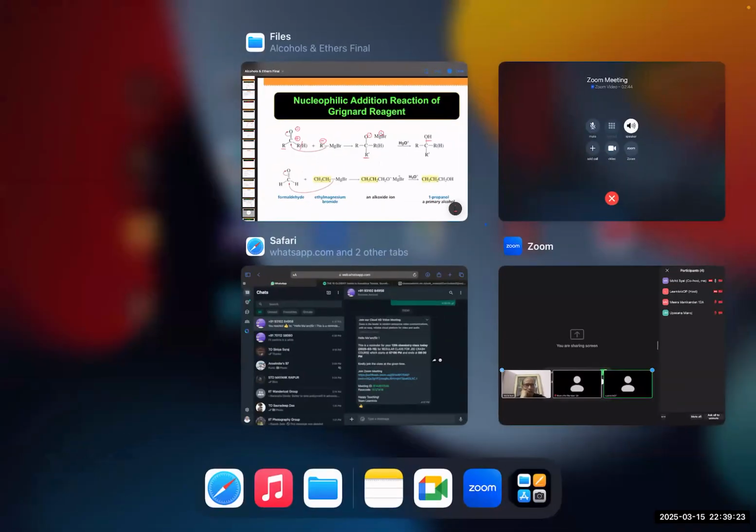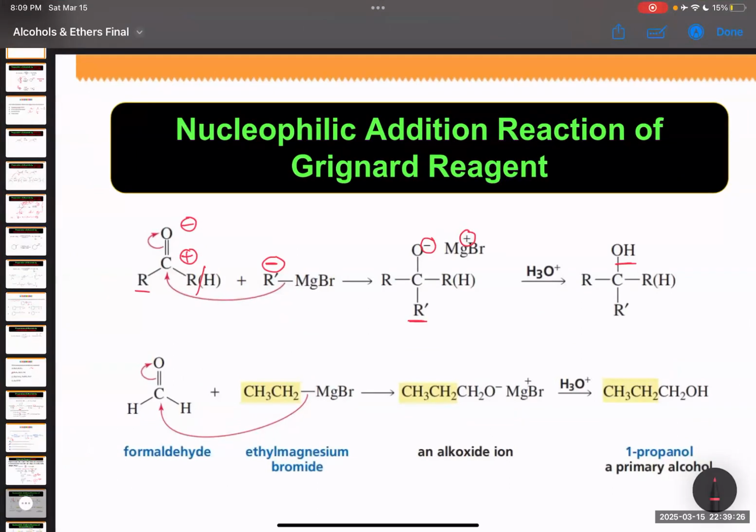So let's see here. This is an aldehyde. It doesn't have any alkyl group. Look, only hydrogen, the smallest aldehyde. If you react it with Grignard, you have one alkyl group connected to this carbon of the aldehyde, because this is plus. So you have one alkyl group connected to this CH2. You have a primary alcohol with one extra carbon.